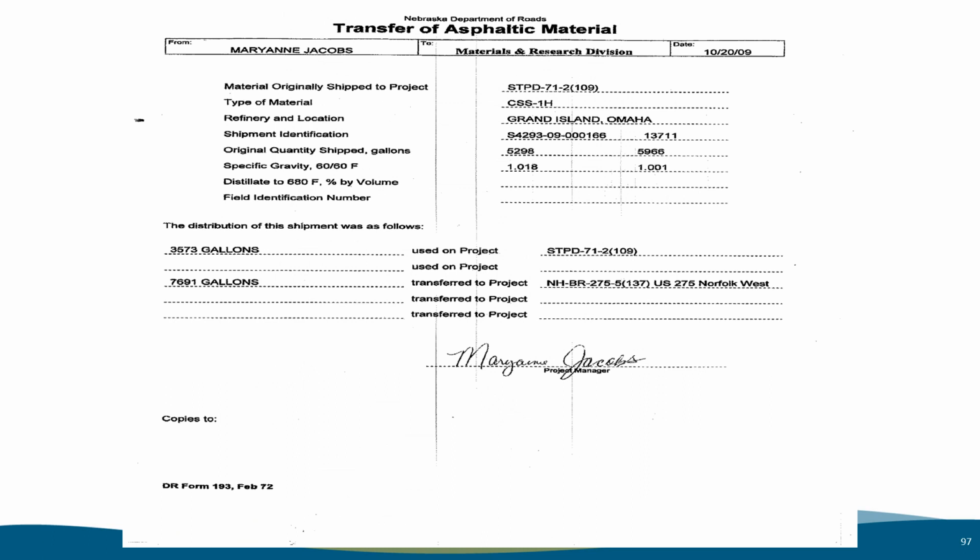Here is an NDOT form for transfer of asphaltic material. This is filled out at the end of each project when the materials are going directly to another NDOT project. This helps the next project staff begin their accounting records for their asphalt plant book with the asphalt binder inventory.